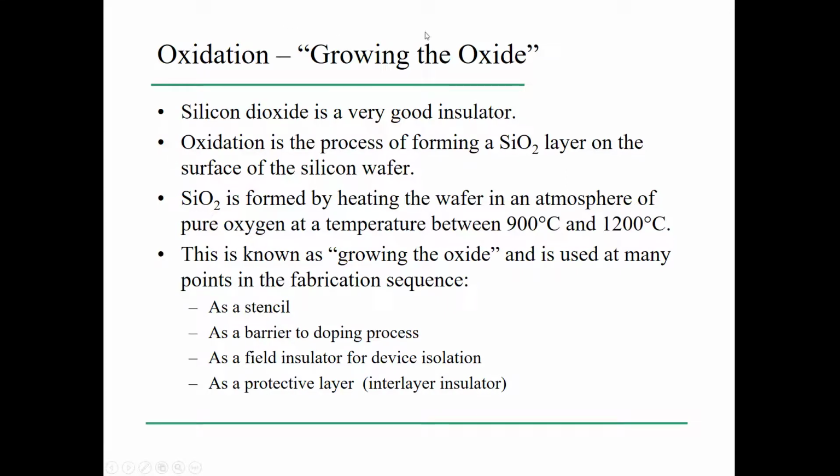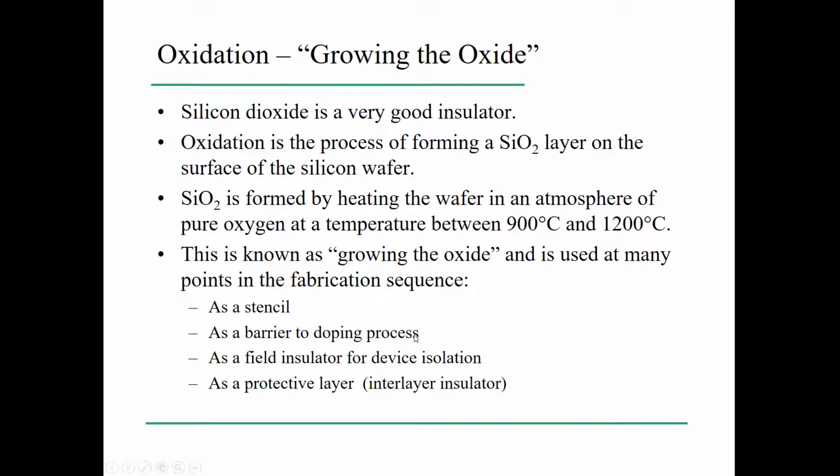Alright, so oxidation, which is referred to as growing the oxide. Silicon dioxide is a very good insulator, and this oxidation process is forming silicon dioxide on the surfaces of a silicon wafer. And this is done by heating the wafer in an atmosphere of pure oxygen at high temperature, between like 900 and 1200 degrees Celsius.